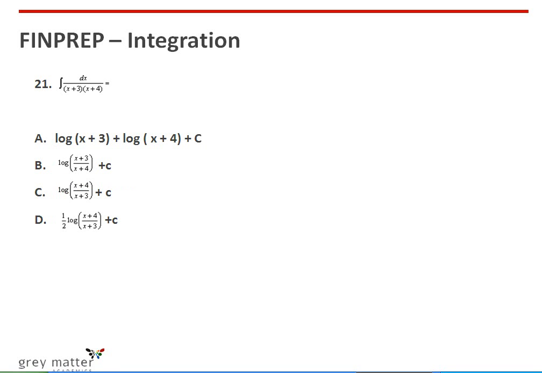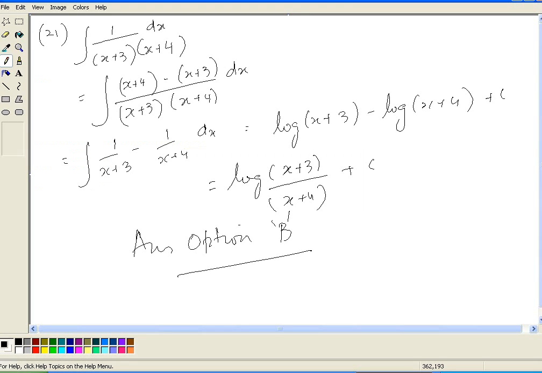21st problem, integral dx by (x+3)(x+4). Going to our worksheet, you can rewrite this as integral of [(x+4) minus (x+3)] divided by (x+3)(x+4) dx. Simplifying, you get integral of 1 by (x+3) minus 1 by (x+4), which gives log|x+3| minus log|x+4| plus c, which is equal to log of (x+3) by (x+4) plus c.